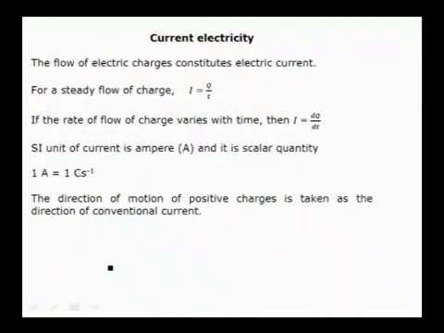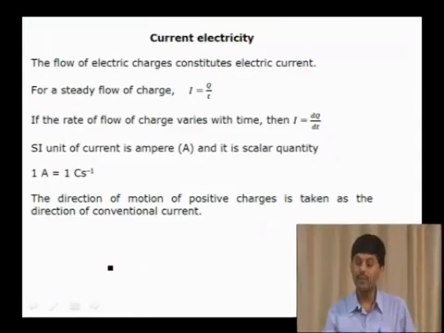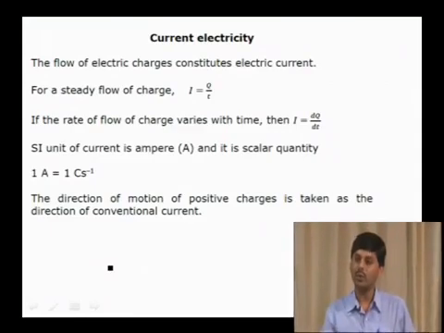In this class, we are going to discuss the synopsis followed by the NEET CET questions on the current electricity topic. So, first we begin with the synopsis of electric current. Flow of charges constitutes electric current. For steady flow of charges, I is equal to Q by t.